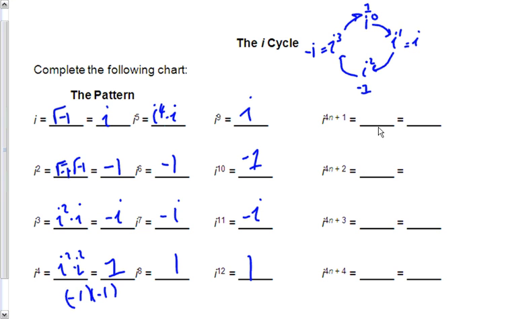So what you've got to do is just divide by 4 and see the remainder. If your remainder is 1, you're just i. If your remainder is 2, it's negative 1. If your remainder is 3, if you divide by 4, it's negative i. And if there isn't a remainder, it would just be 1. Okay? So it's all a nice little division thing.